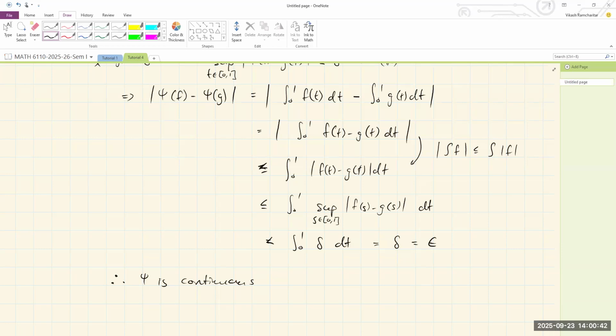I think in this case psi is uniformly continuous, so we actually proved something even stronger. Psi is uniformly continuous, which means psi is continuous.